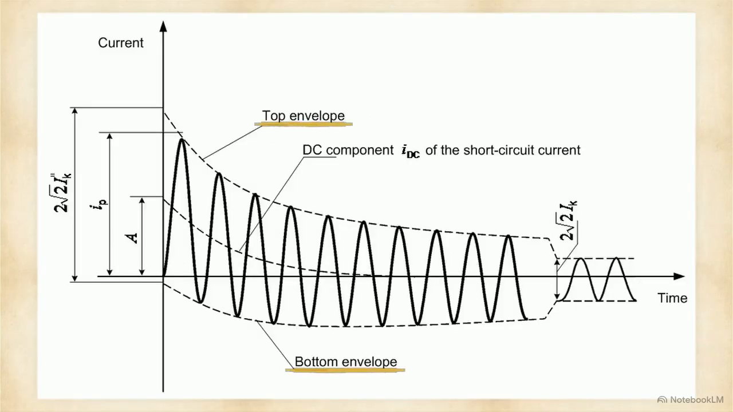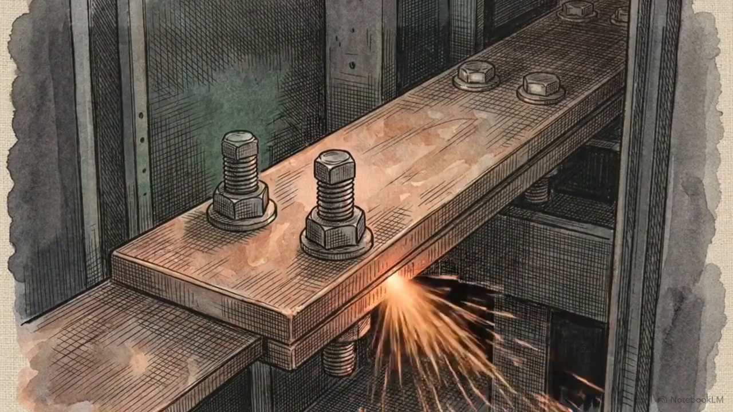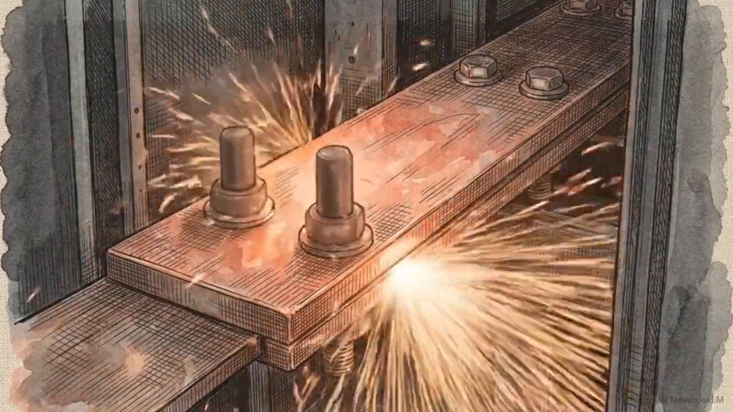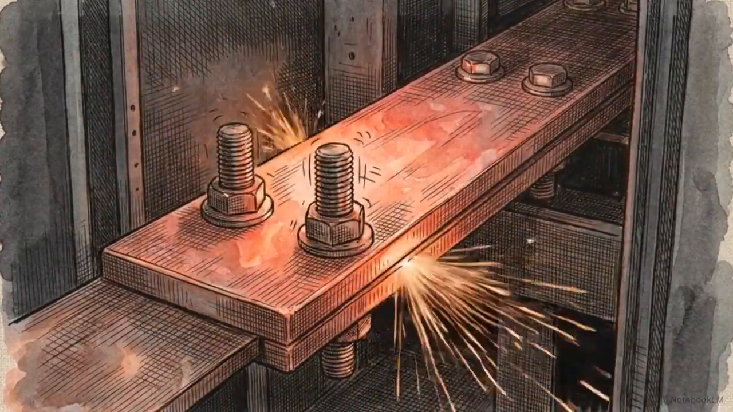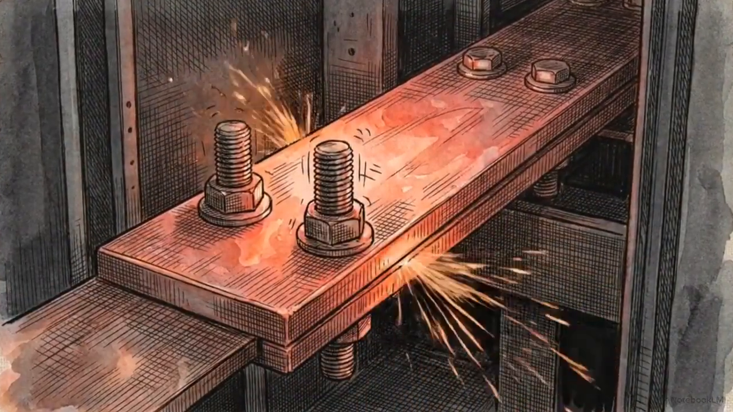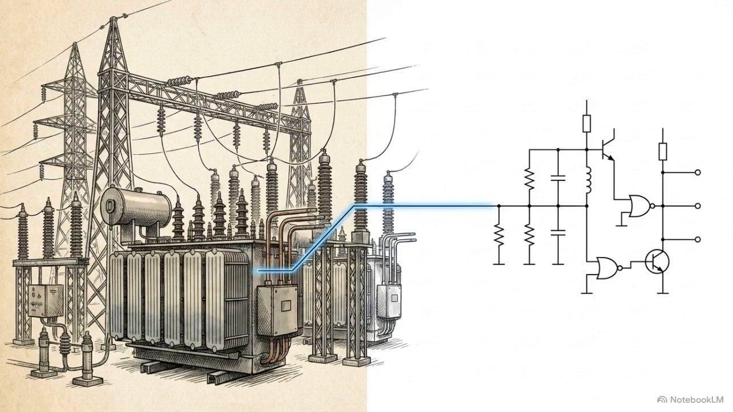A near-to-generator fault looks different, with top and bottom envelopes aggressively pinching together. Because the fault is close to a synchronous machine, subtransient behavior causes rapid AC decay. This changes the parameters used to find the peak current and eventual steady-state current, IK. The accuracy of these specific curves dictates whether physical equipment survives the massive mechanical and thermal stresses of the fault event. Let's walk through the transformation that turns a physical grid into this mathematical model.